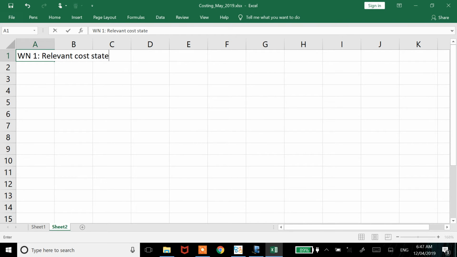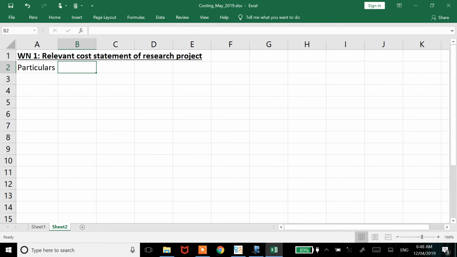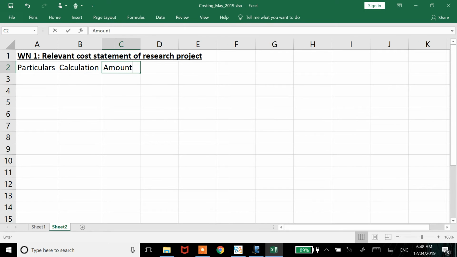Relevant cost statement of research project. Particulars, calculation, amount. Anywhere in costing, or any subject where you have to do a lot of calculation, keep it as 3 columns, rather than just particulars and amount. Have an in-between column called calculation, where you can show whatever computation you are doing.